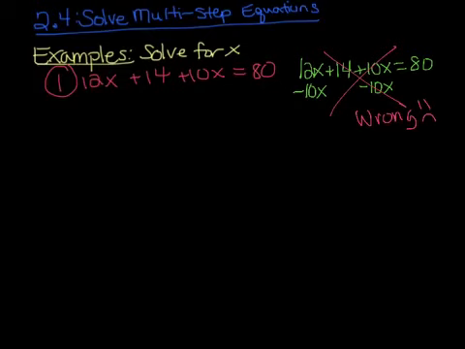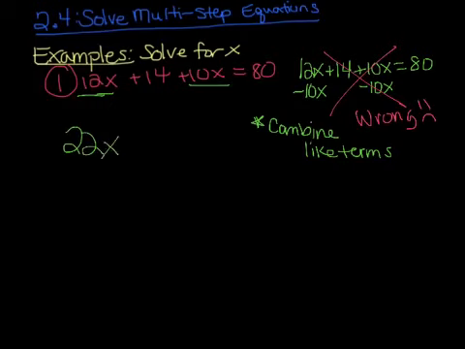Whenever you see something with two x's on the same side of an equal sign, your first step is always going to be to combine like terms. Our like terms are our 12x and our 10x because they both have the same variable, x. So this step we're going to combine like terms. When you do 12x plus 10x, you will get 22x. On the left-hand side, you're going to be left with plus 14. Right-hand side, you just still have an 80.